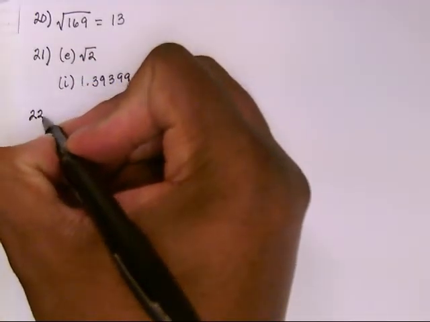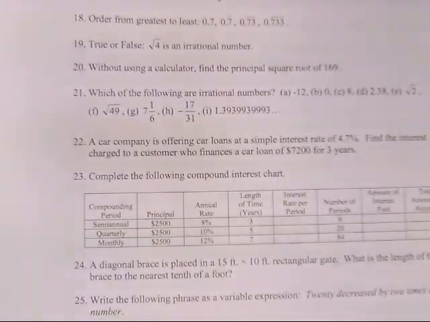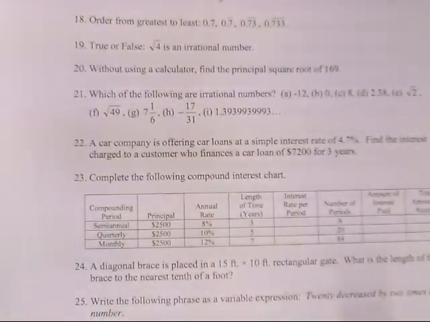Number 22 is this. A car company is offering car loans at a simple interest rate of 4.7%. Find the interest charged to the customer who finances a car loan of $7,200 for 3 years.